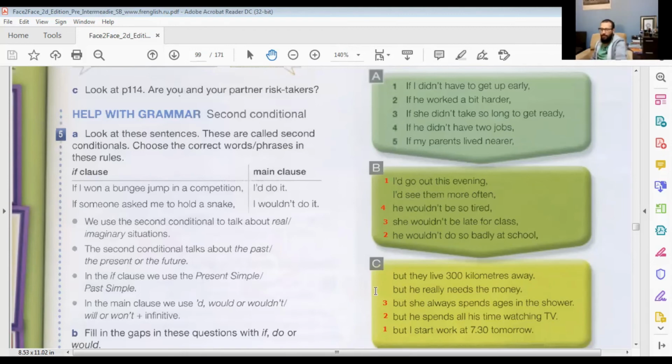And the last one. If my parents lived nearer, I'd see them more often, but they live 300 kilometers away. Right, that's correct. All right, very nice. These are just examples of how to use the second conditional in everyday language.